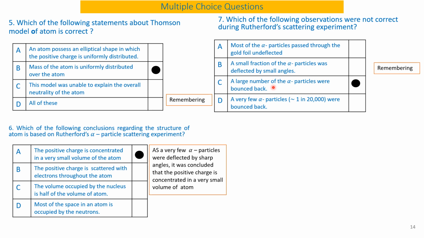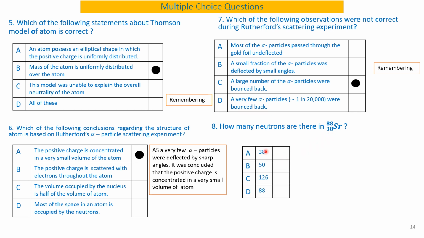So you have to remember. Answer C is the correct answer. It is not correct. So answer C. A large number of alpha particles were bounced back is wrong actually. Only a few were reflected.